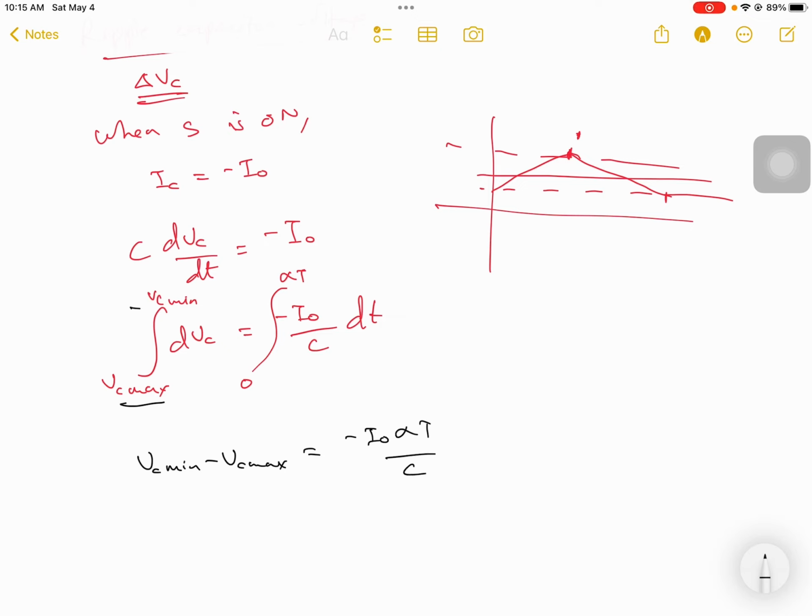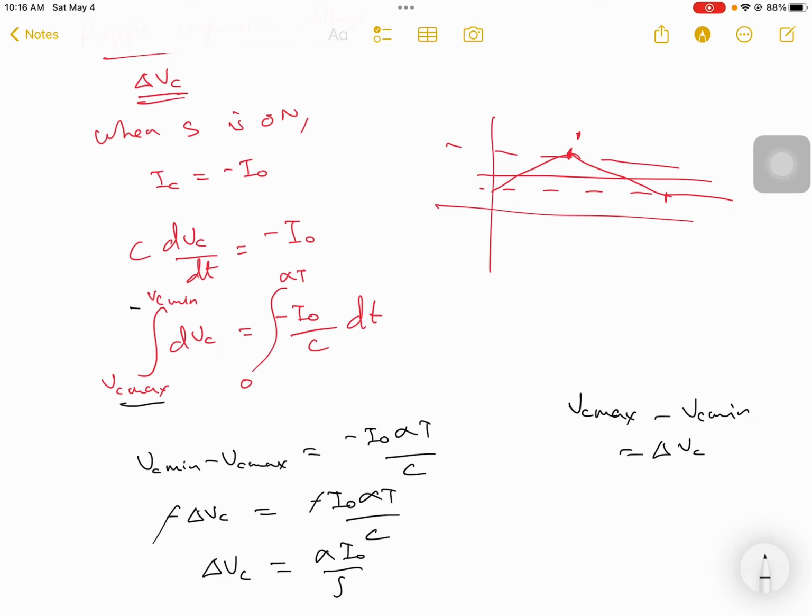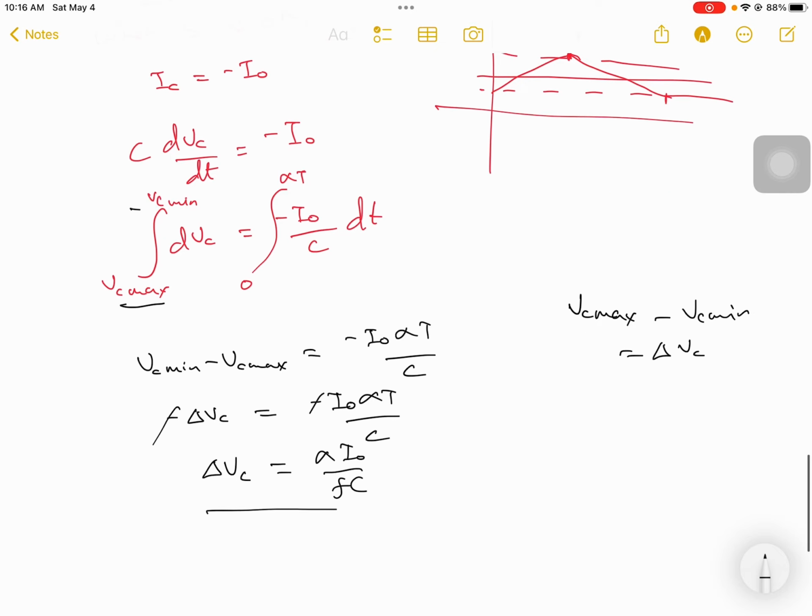So here we have Vc max minus Vc min is equal to delta Vc, but here it is subtracting the other way, so we'll take minus delta Vc is equal to minus I naught alpha T by C. So this minus minus will get cancelled, so you will have the ripple capacitor voltage as alpha I naught by FC. So this is the ripple capacitor voltage that we are looking for.